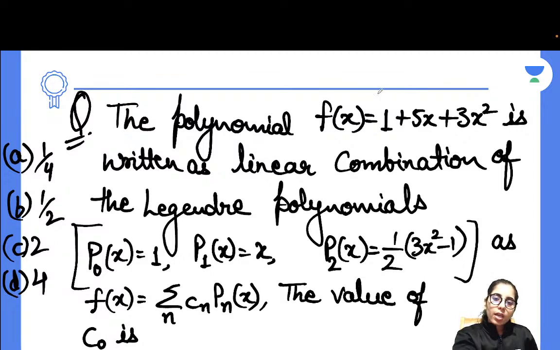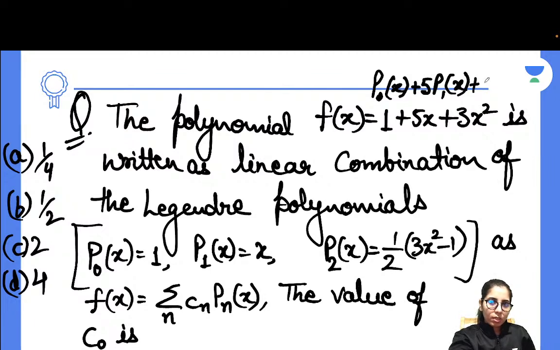So P naught x I can put in place of 1. P1 x I can put in place of x. 3x square can be written as 2 P2 x plus 1, but 1 is P naught x.